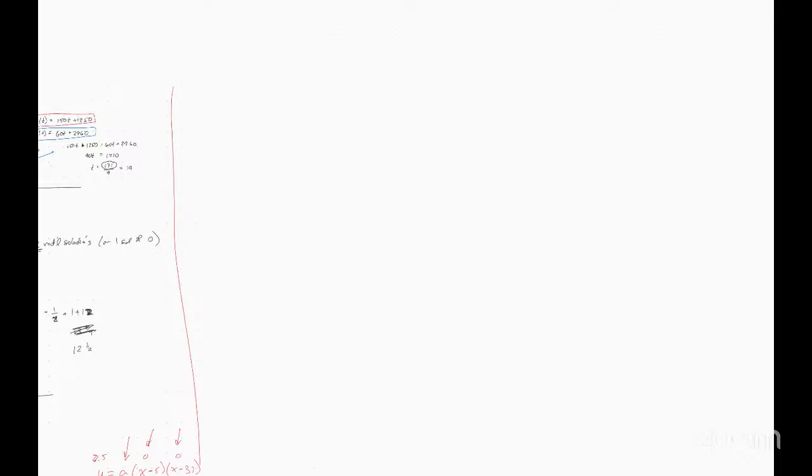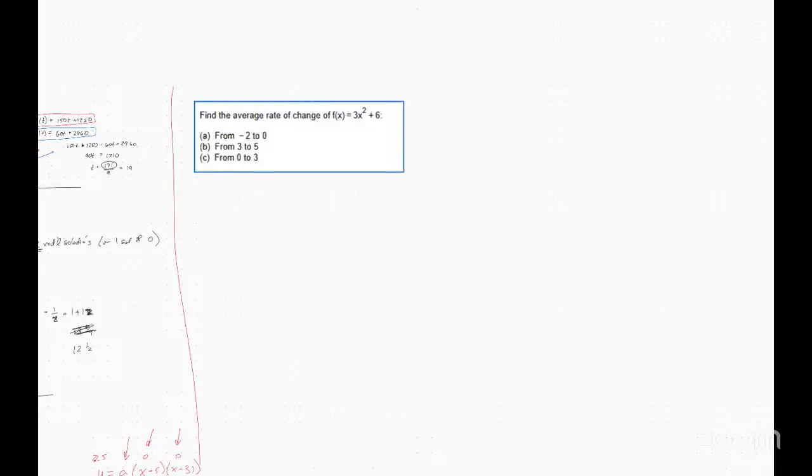The average rate of change. Can you remind me what class you're in? Honors pre-calc? Okay. Yeah, because calculus is different. Calculus has a different way of solving these.